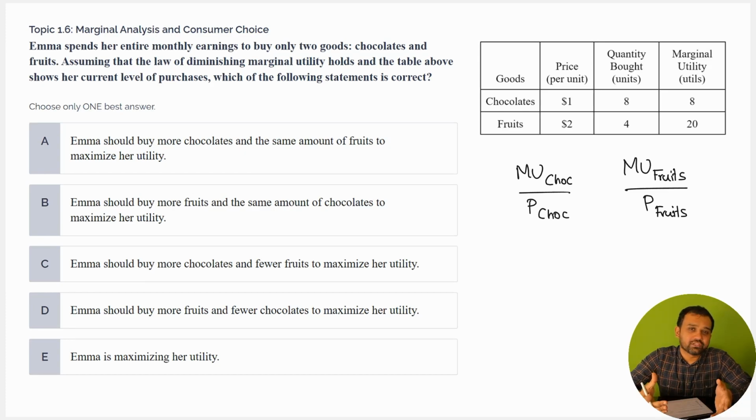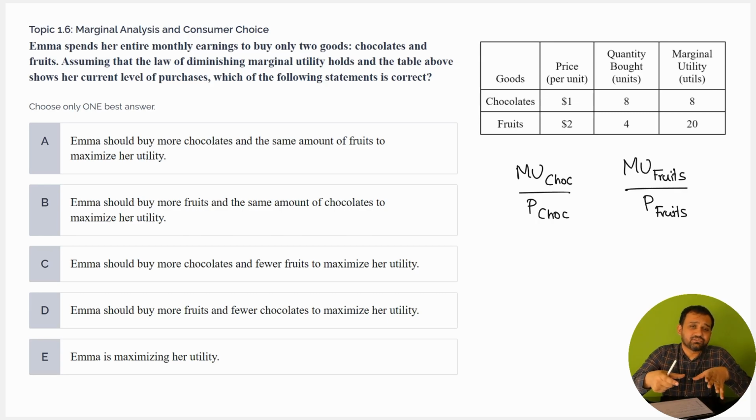This is a calculation question on utility, and it's a fairly common one that you will come across in the AP Microeconomics exam. In this question, we find that Emma can buy two goods, either chocolates or fruits. She has a set amount of budget, and she's currently buying 8 units of chocolates and 4 units of fruit. Now, the question is asking, given the current combination that she is purchasing, is it her optimal choice if she wants to maximize her utility?